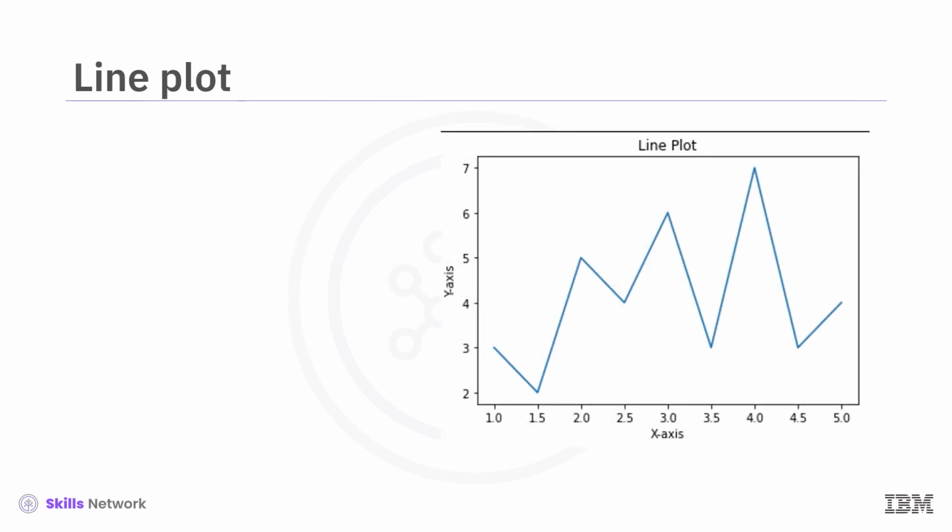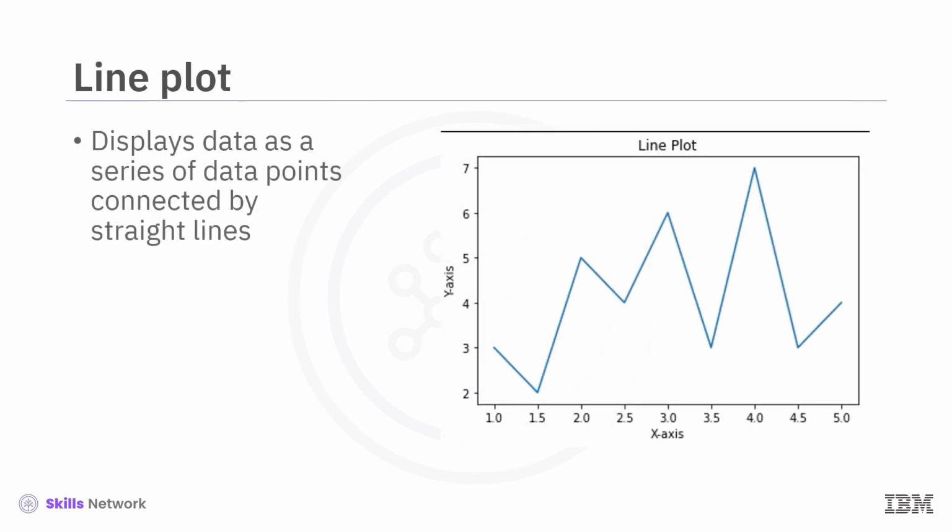A line plot, also known as a line chart, displays data as a series of data points connected by straight lines.